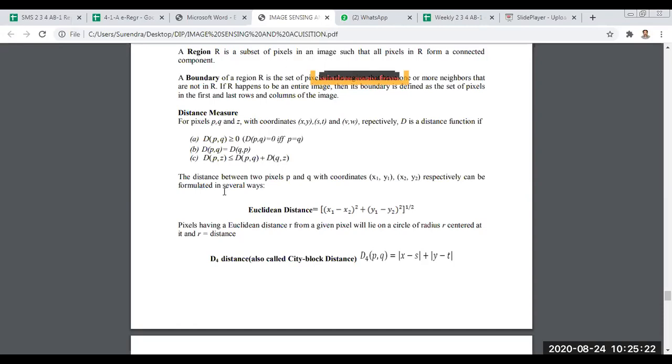Okay. The distance between two pixels P and Q with given coordinates can be formulated in several ways. Suppose there are two pixel values: the first pixel is (x1, y1) and the second is (x2, y2).